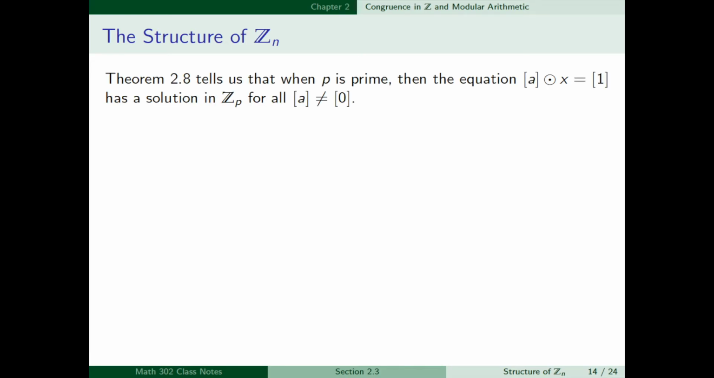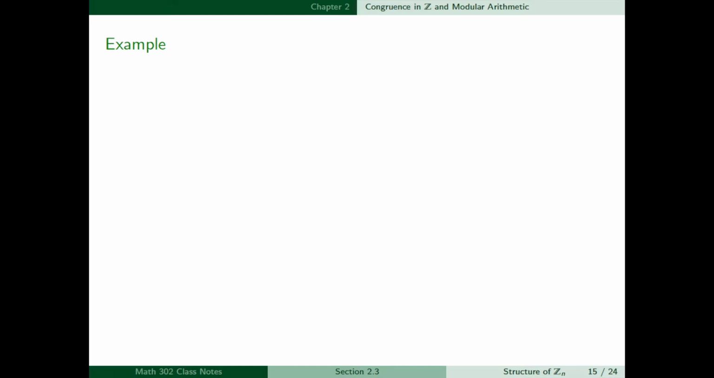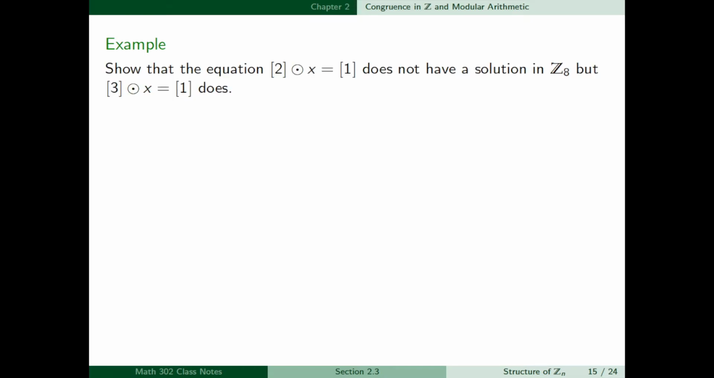Next, we want to talk about the structure of Z sub n. So this is for general n, not necessarily in the case where our modulus is prime. Now, theorem 2.8 tells us that when p is prime, then the equation a times x equal 1 has a solution in Z sub p for all a not equal to 0. When n is not prime, however, the equation ax equal 1 may or may not have a solution in Z sub n. For an example, we can show that the equation 2 times x equals 1 does not have a solution in Z sub 8, but 3 times x equal 1 does.